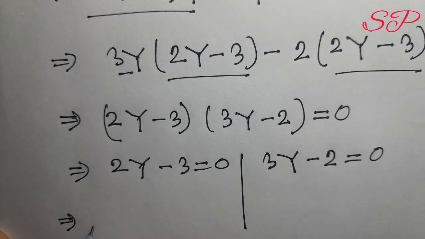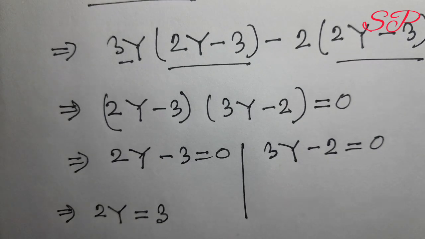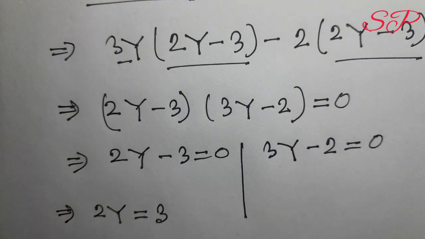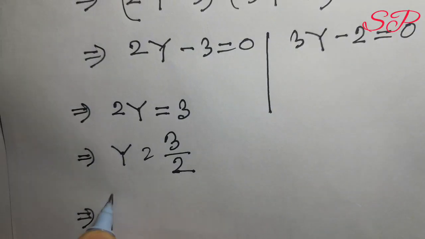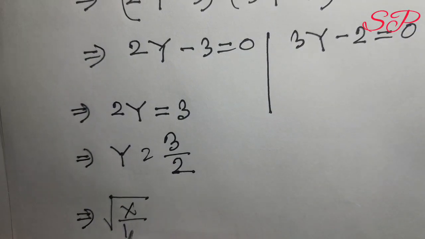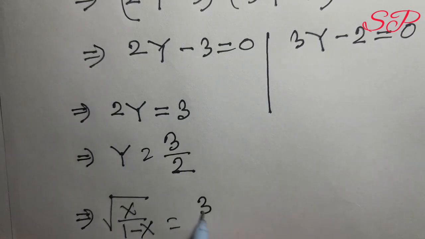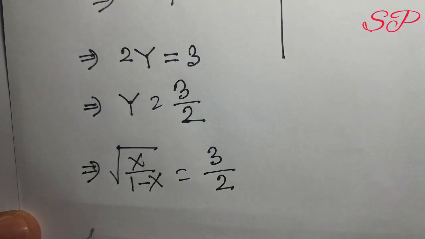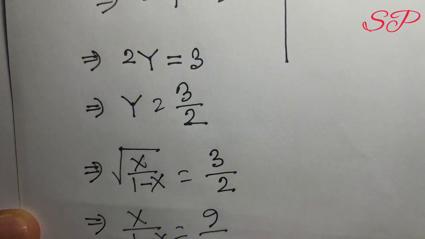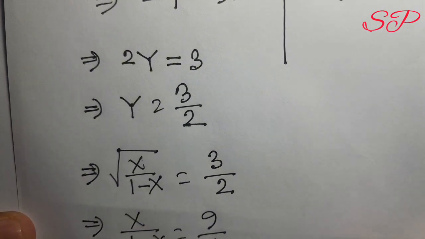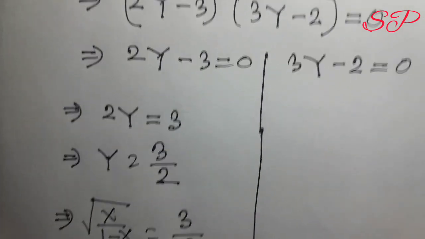Here we can write 2y is equal to 3, and y is equal to root over x by 1 minus x. So we can write root over x by 1 minus x is equal to 3 by 2. Squaring both sides, we can write x by 1 minus x is 9 by 4.